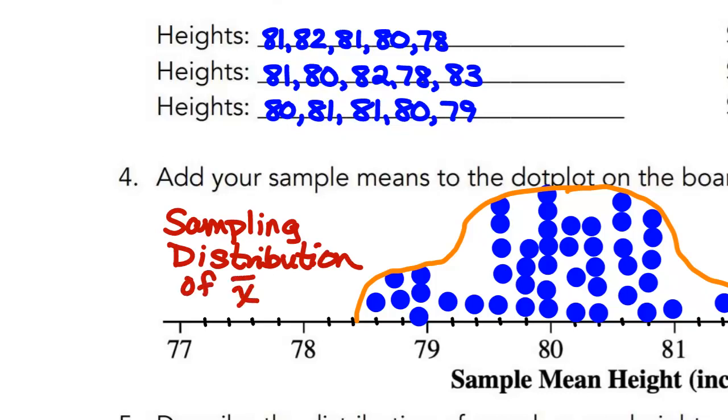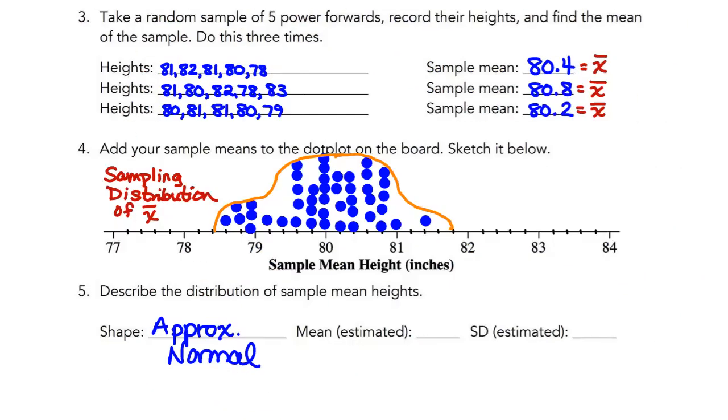Why X bar and not P hat? We're not doing proportions, we're not doing percentages, right? We found means, we found averages. We found averages of samples, that's why it's an X bar. If I asked you to ballpark what the mean was on here, looks like it's about what? Looks like it's right about 80, right? Maybe a little bit bigger. I'm okay to write down 80.